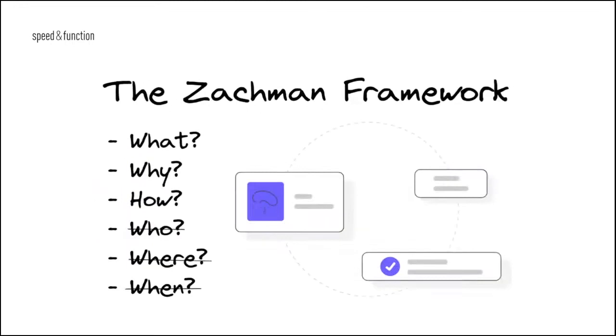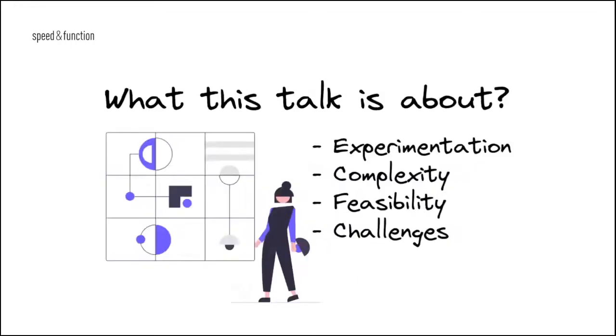I hope my slides, yep, I can see that you see my slides. So we're going to structure the talk around the Zachman framework. For those of you who are not familiar with the framework, it's basically six questions you want to answer when you're trying to do something. It's quite popular in enterprise architecture. We are going to do a shorthand version of it today, just focusing on what, why, and how. And right up front, what this talk is about.